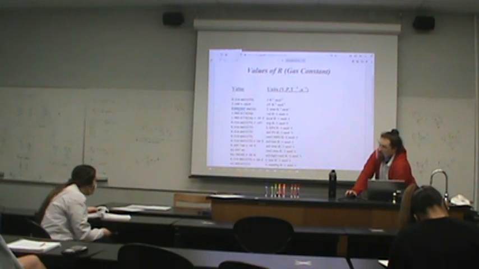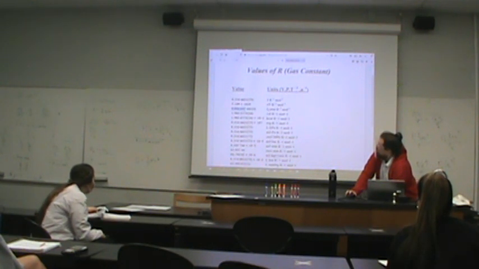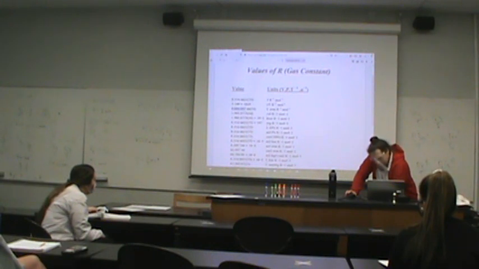Wait, did you mean milliliters? No, wait, meters. No, for the first one. Meters cubed and milliliters should translate, because they're like 1,000.